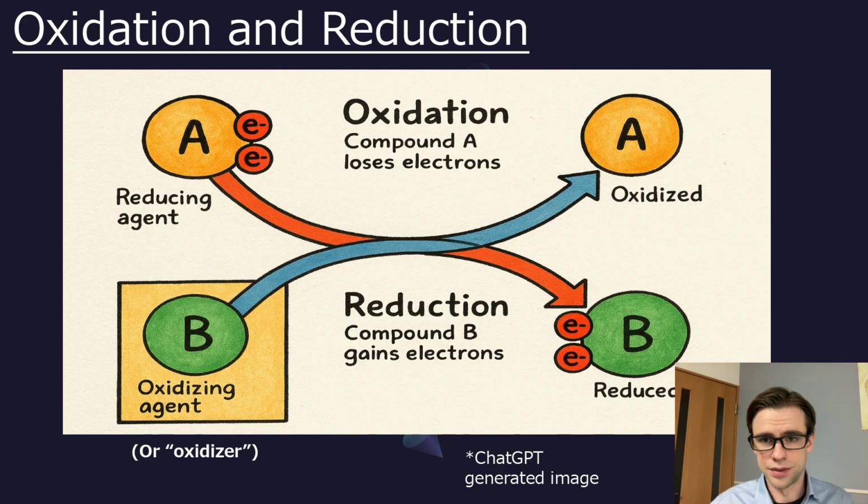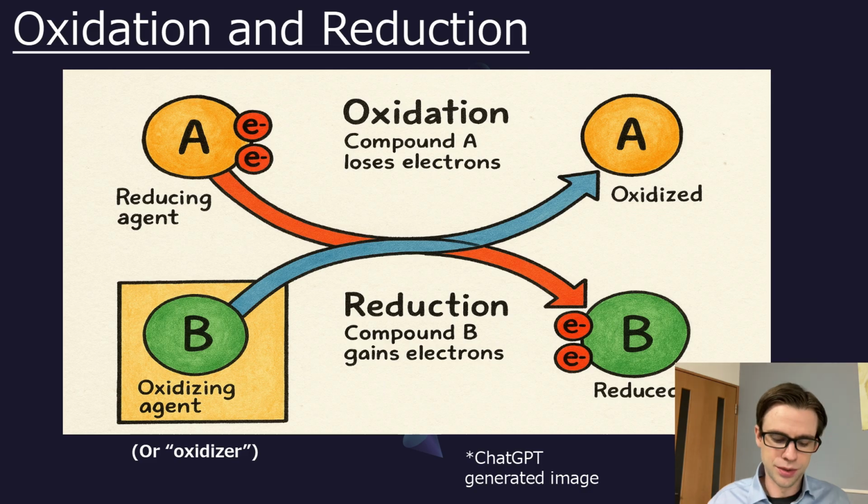Oxidation and reduction describes how electrons are gained or lost. So you can see here I've got species A and species B. If species A undergoes the process of oxidation, it will lose electrons and become oxidized. Notice how it's not necessarily positive or negative. It doesn't actually matter. It's just, did it lose electrons? If it did, it has undergone the process of oxidation.